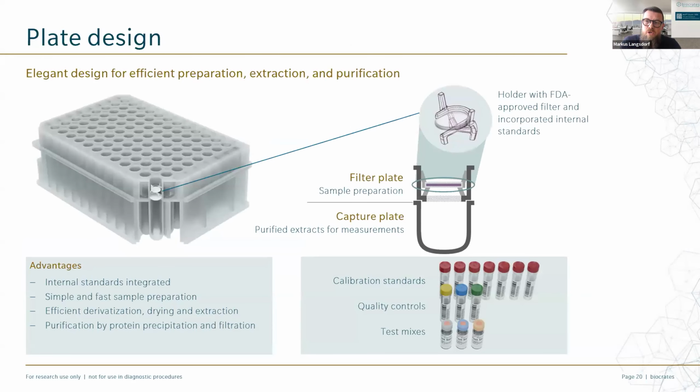On this slide, I would like to show you what our kit technology actually looks like and why we have built it like this. So here you see a cross-section of the kit plate, which has a patented design. The filter plate of the kit is spiked with additional holders with FDA-approved filters where internal standards are already incorporated. And this design allows for simple and fast sample preparation, but also for efficient derivatization, extraction, and purification of the samples. And together with the lyophilized calibrators and QCs and test mixes, this is the hardware of Quant 1000.